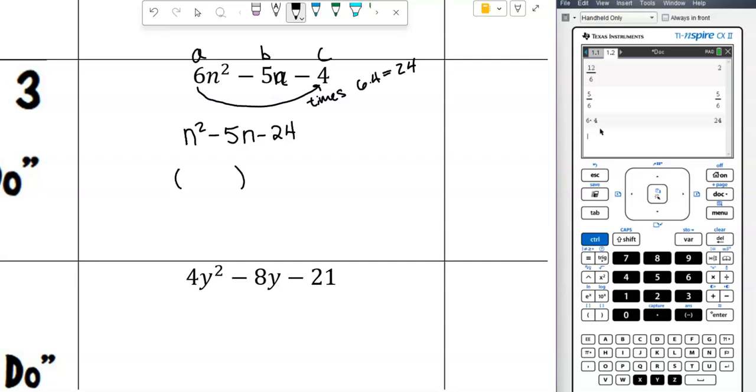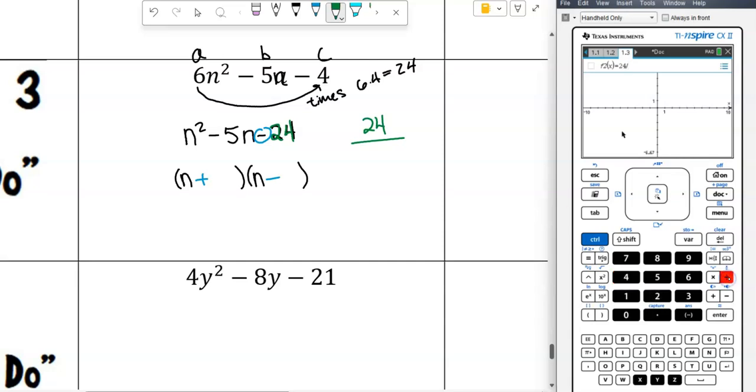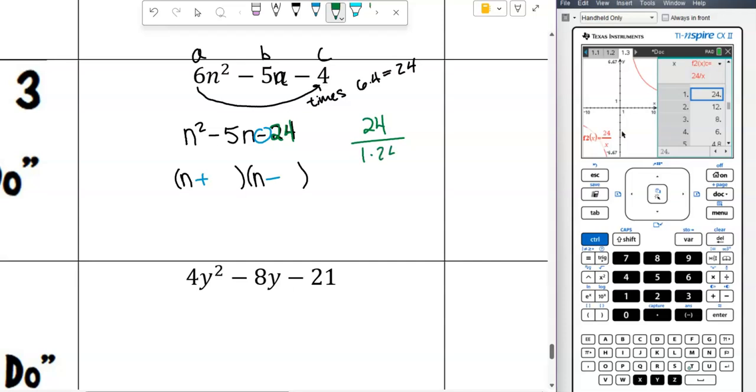We set up our parentheses, our variables. This means your signs will be different, so we'll have a plus and a minus. And now we find the factors of the last term, 24. Get your table. We have 1 times 24, 2 times 12, 3 times 8, 4 times 6, and that is all.